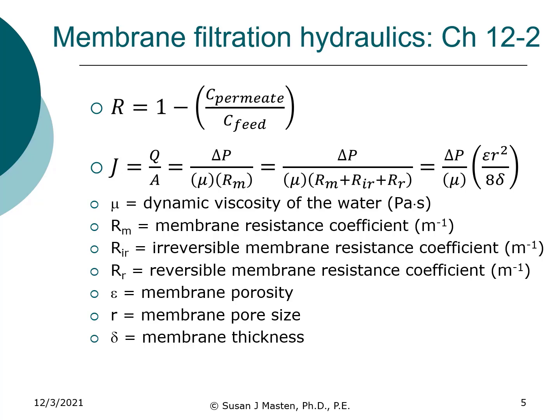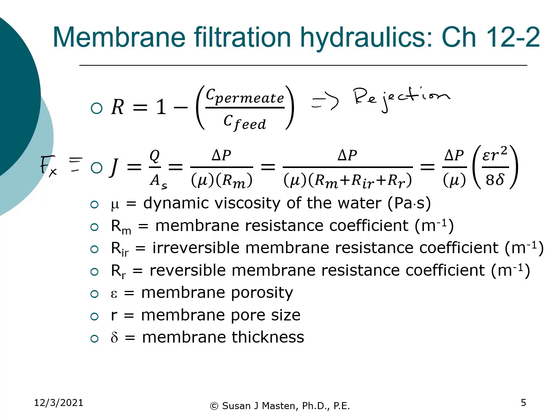And again, the rejection is essentially the same. So we're looking at the difference in the concentration in the permeate and the concentration in the feed. Very similar, essentially the same. The flux here is, again, the notation changes a little bit. Instead of F sub x, we use J. Again, that is the flow rate divided by the surface area of the membrane.